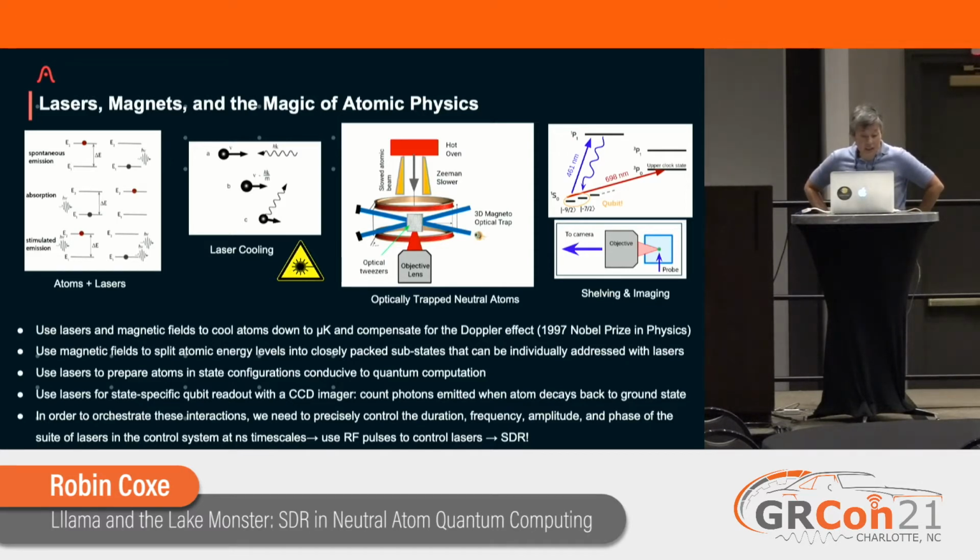And then we actually use lasers as well to do state-specific readout of the qubits by exciting the qubit that's in the 0 state, for instance, into an excited state, and then when it decays back into the ground state, it emits a photon, which we then detect with a camera. So we need very specific laser frequencies, and in order to get the atoms to behave the way we want to, we need to precisely control the duration, frequency, amplitude, and phase of a large suite of lasers in our control system at nanosecond timescales. And we need RF pulses to do that, and hence software-defined radios.